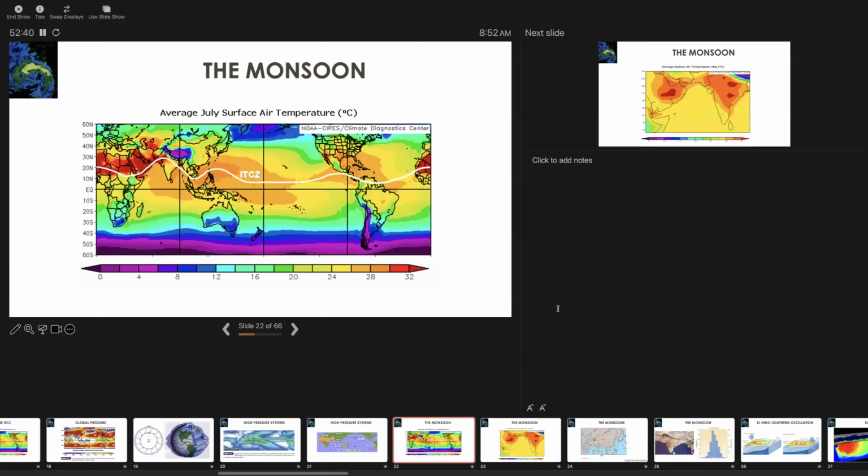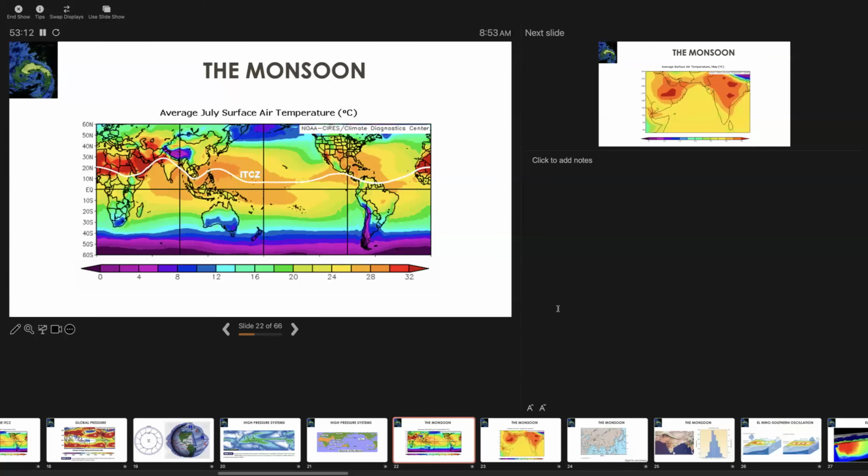So the monsoon, you've heard of the monsoon, right? What comes to mind when you hear monsoon? Cyclones, yeah, big time rainfall, right? The monsoon is generally associated with the Indian subcontinent, and it's a period of extraordinary rainfall across Pakistan, India, and Bangladesh at a certain time of the year.